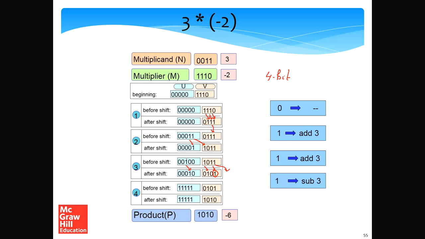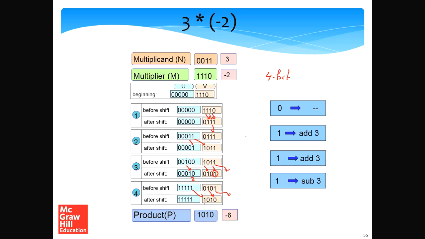So basically, what was the number we had before? We had plus 2. Now we subtract 3 from 2. So the result is minus 1, and minus 1 is 1 1 1 1 1. This is what we get before the shift, and after the shift, the 1 will fall off. This one comes here, this one comes here, the rest of the numbers get shifted, and we have a sign extension. So if we take a look, the product is basically 2 plus 8, 10.